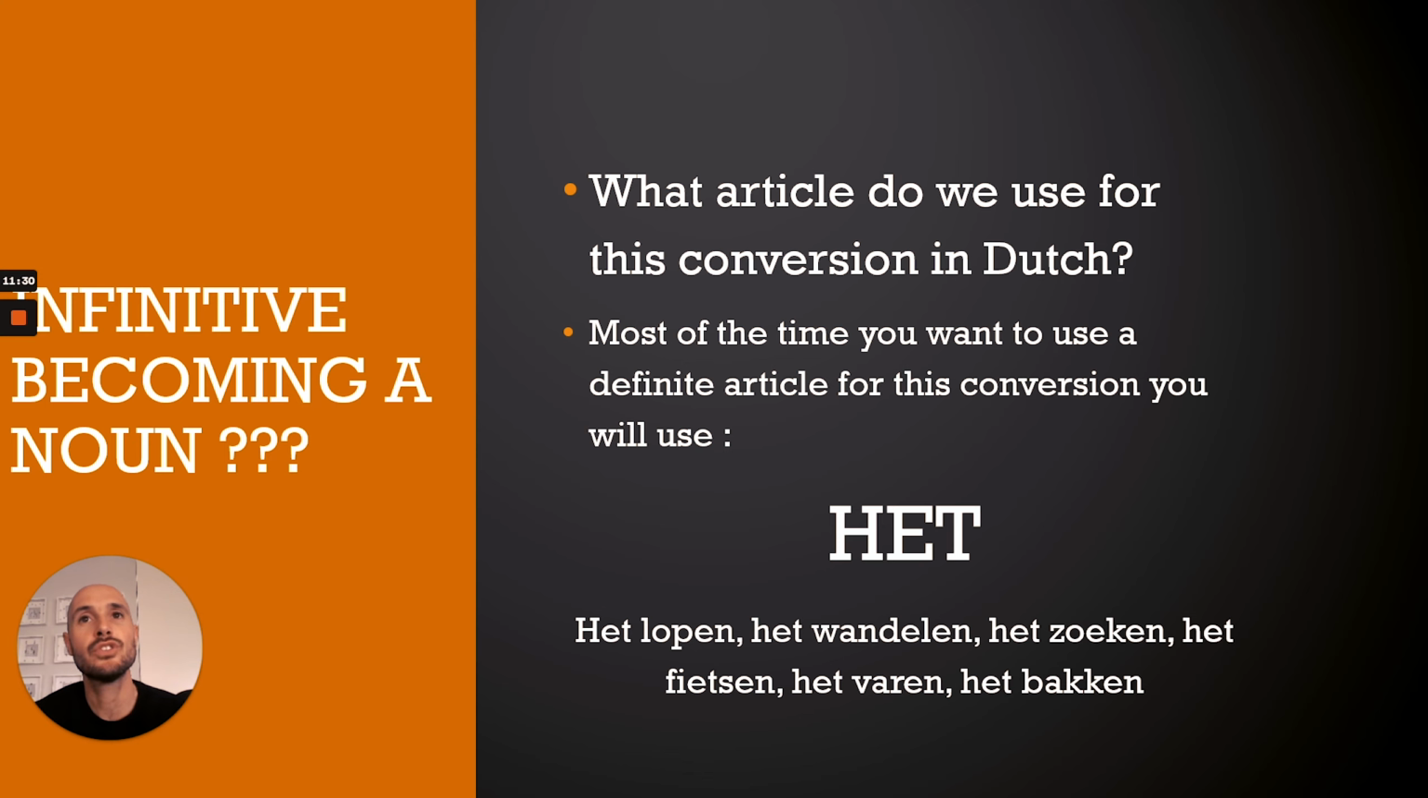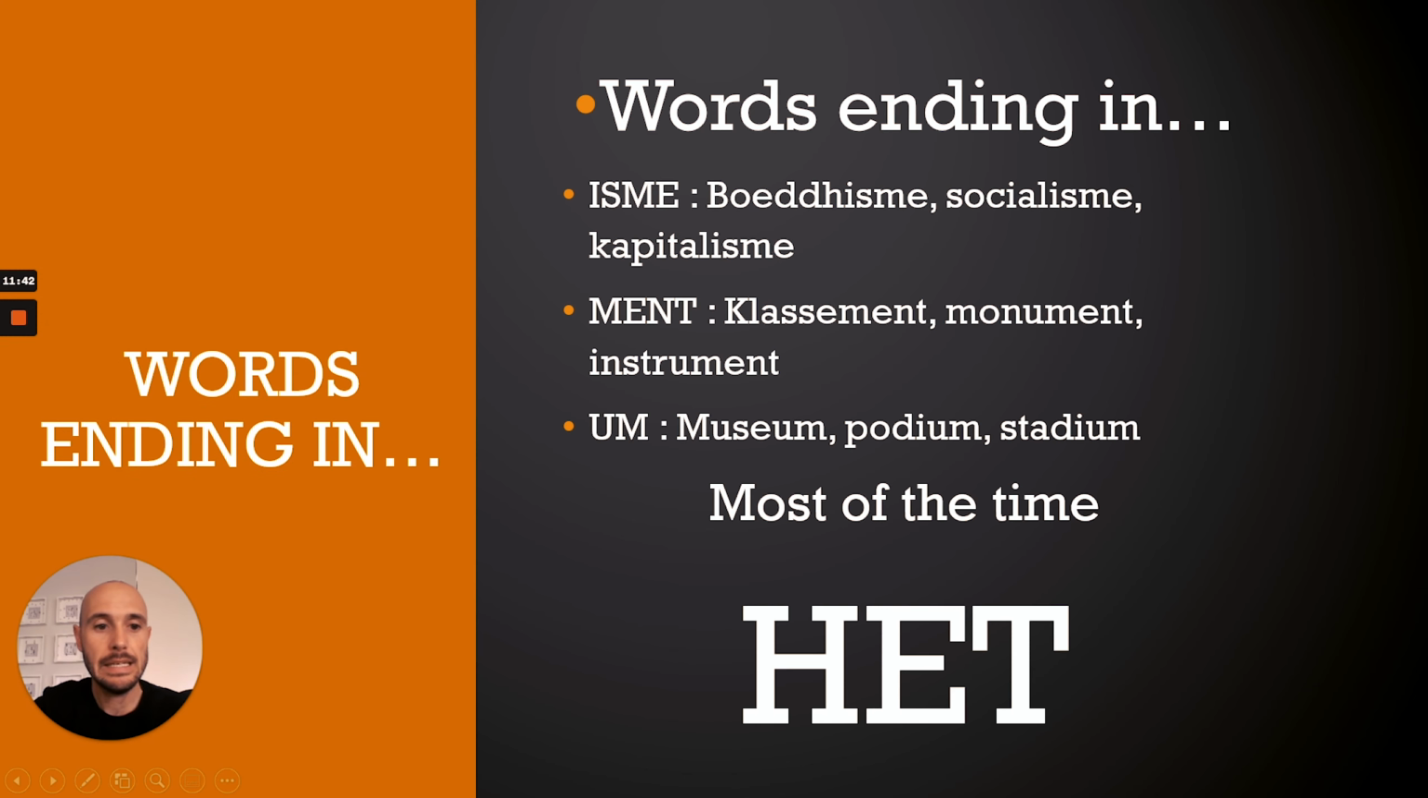So basically, when you turn an infinitive into a noun, and you want to use an article, then you will need to use the article het. Okay, and then we have words ending in, also for het, again, as an indication. Please don't learn that by heart. I think there's more interesting things to learn by heart in Dutch. However, use them as an indication.